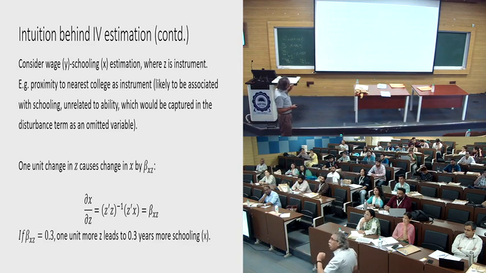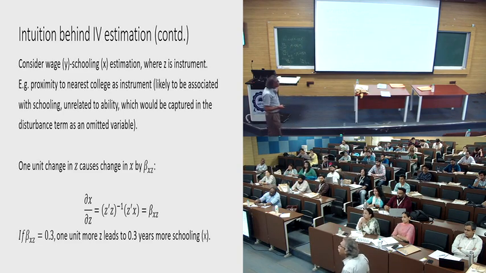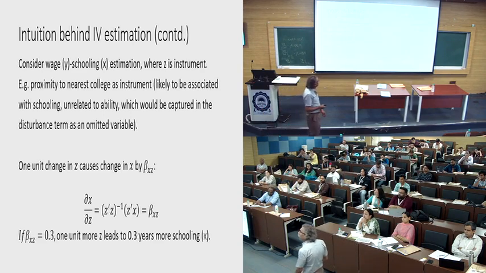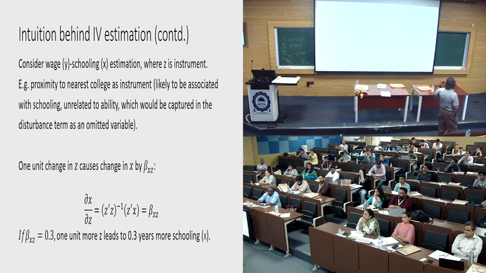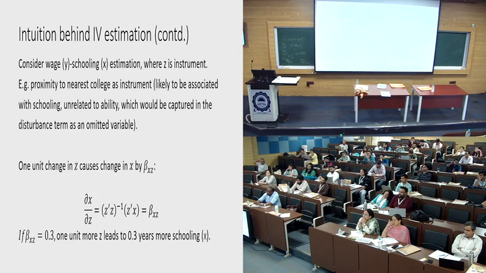I want to think of an example: wage on schooling, or number of years of education, which is a very good example, I believe, where Z is the instrument. And what is Z? Z is proximity to the nearest college as an instrument. It is likely to be associated with schooling, and unrelated to ability, which would be captured in the disturbance term as an omitted variable. So note, a 1 unit change in Z leads to a change in X, which is del X del Z, which is beta XZ, Z prime Z inverse Z transpose X. Remember my projection matrix? The first part and then the X.